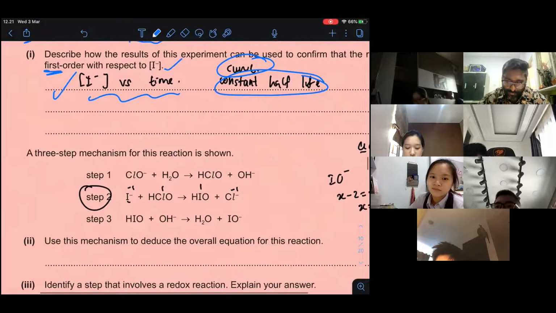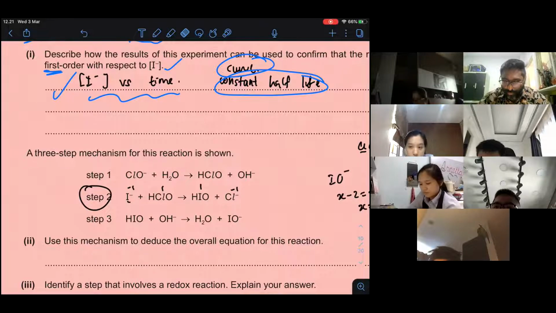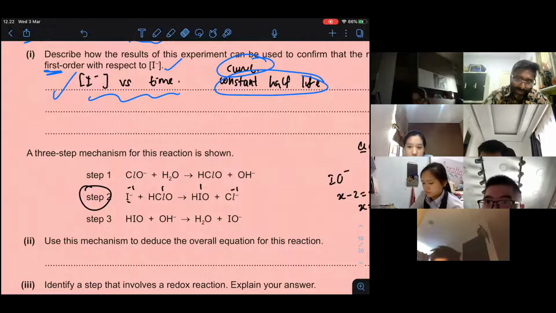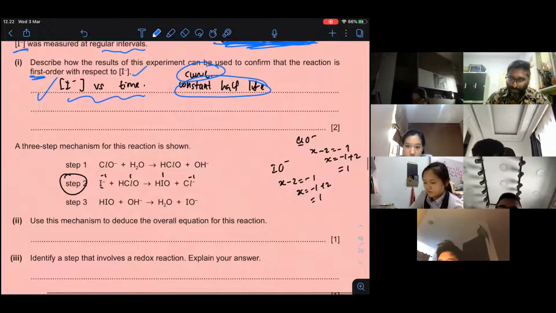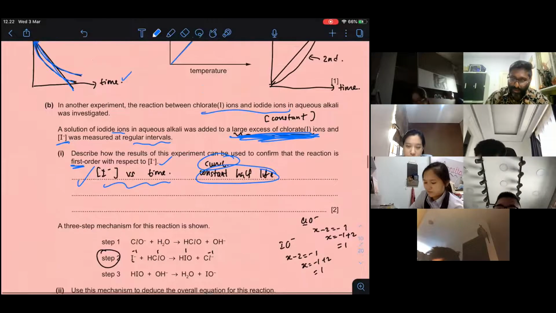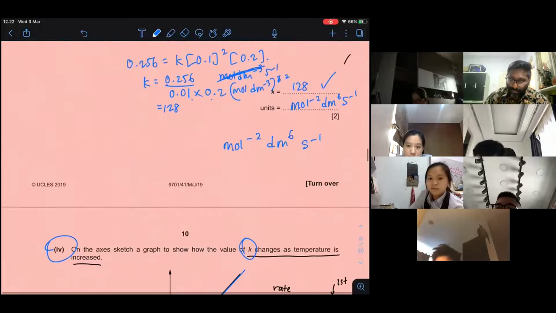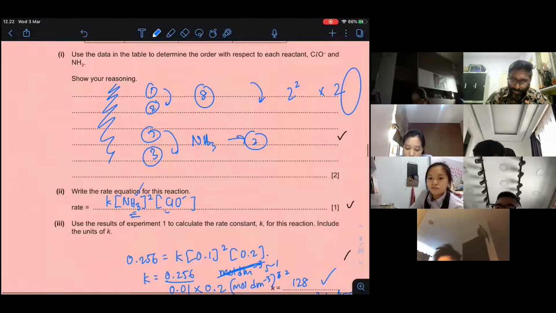So you see there is going to be a mechanism over here. Use this mechanism to deduce the overall equation. This one is quite easy because they don't ask you to find out which one is going to be the slow step. Because the slow step is going to be the one that we will use to tell that this is going to be involved in the rate equation and so on. But you can see here, roughly, if I ask you to suggest the slow step for this reaction, you can roughly suggest the slow step because we know that the rate is going to be related to ammonia and then related to ClO minus.